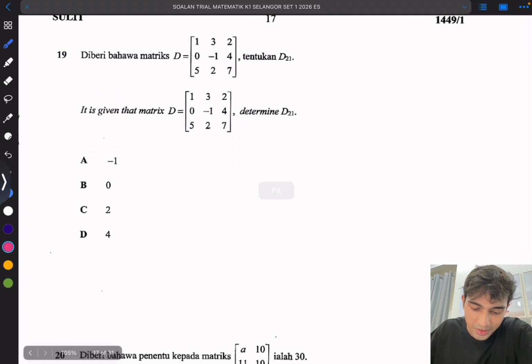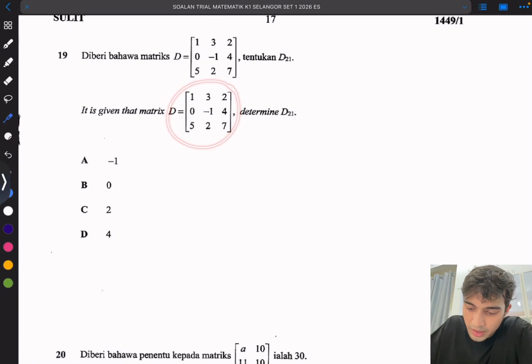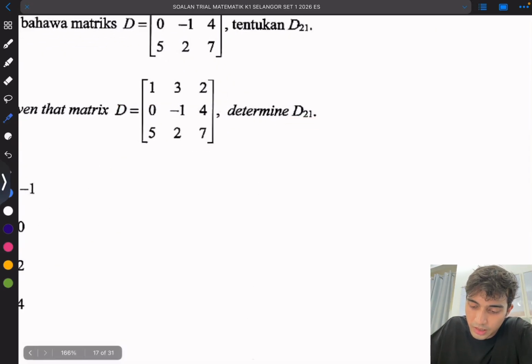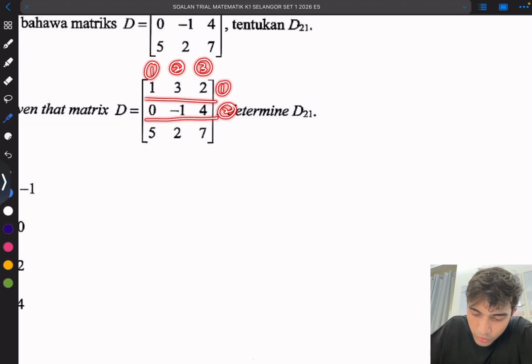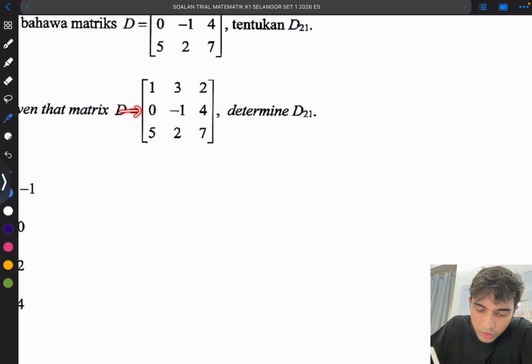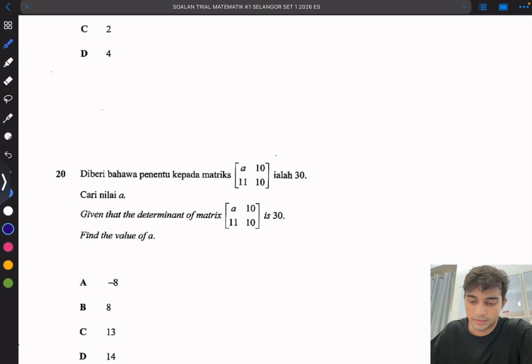Okay, number 19. It's given that matrix D is this. Determine D21. Okay, this 21 means row number 2, column number 1. So this is row 1, row 2, column 1, column 2, column 3. So row 2, column 1 is 0. Second row, first column. Answer is B. That's it.